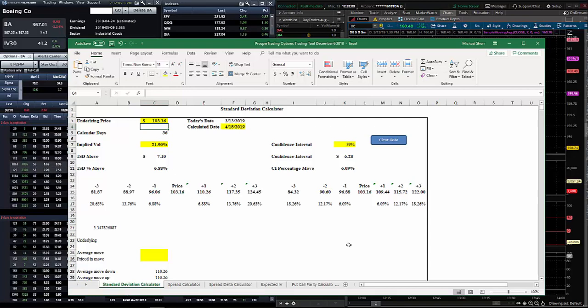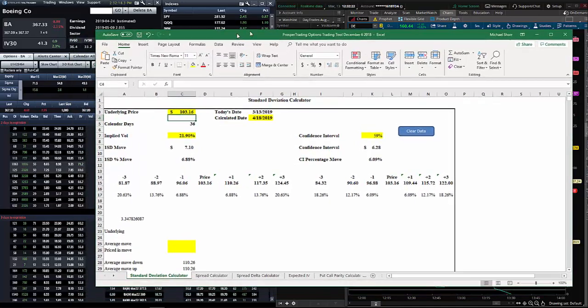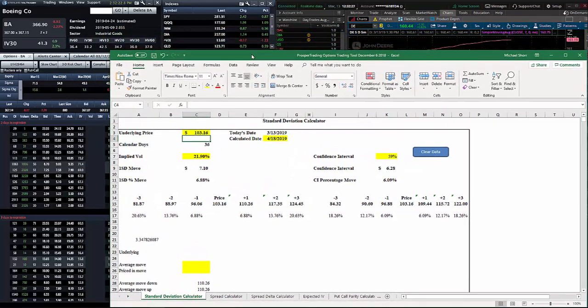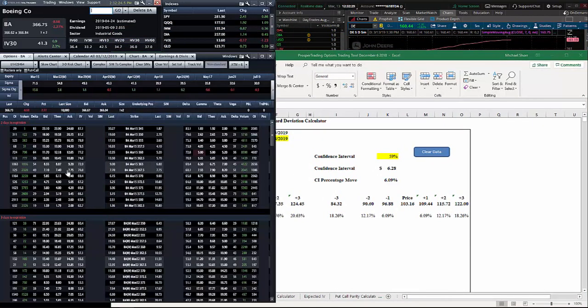Okay, so what we're able to do with just 3 pieces of information, we're able to figure out, we can get a price distribution. Okay, so let's just say, now let's not use Boeing because it's moving all around here. Let's look at EA since we have a position in EA.